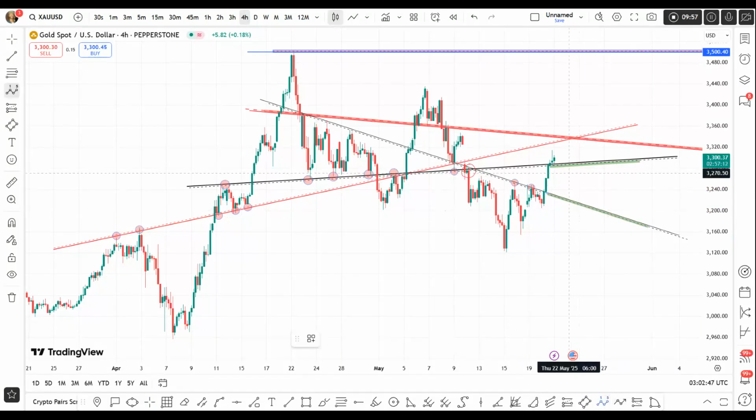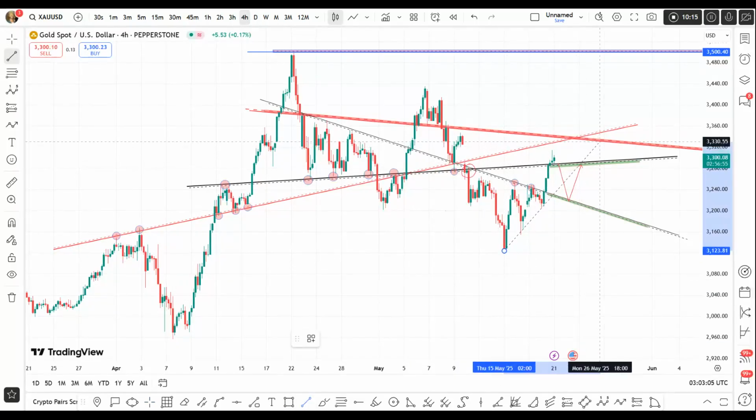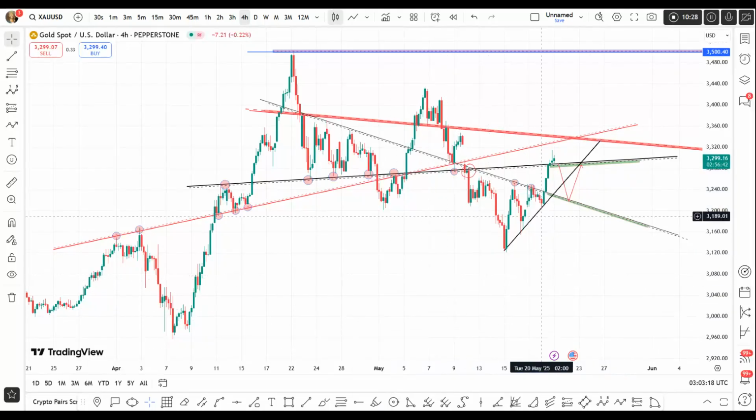In a case where price falls out from here, it will return here. If we have a fallout from that structure, price will return to this area for a potential buy. And we'll have an ascending trend line supporting price, as an ascending trend line.